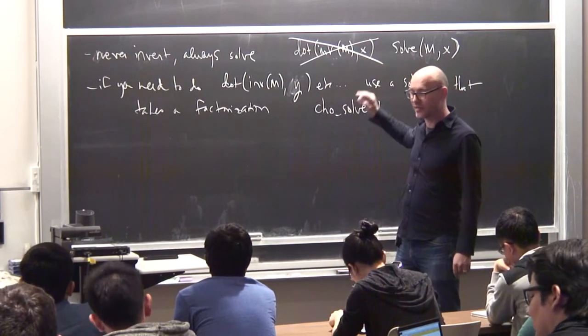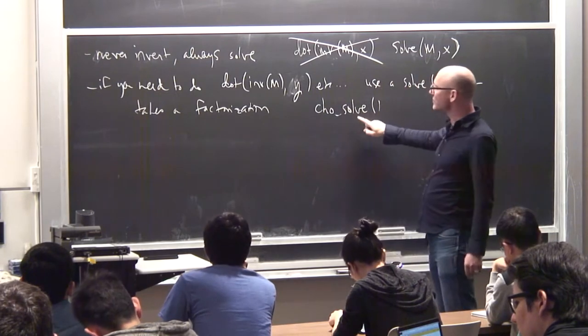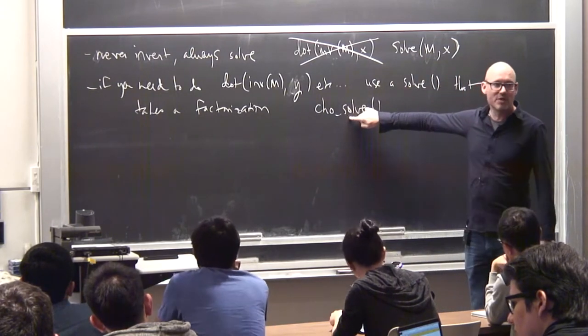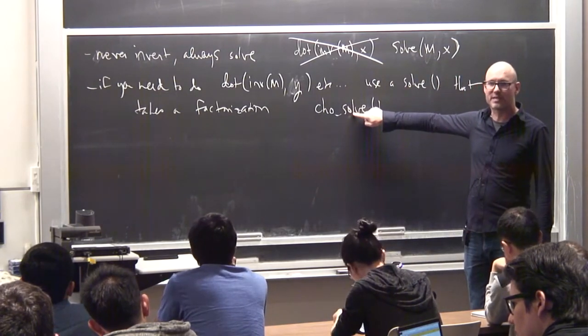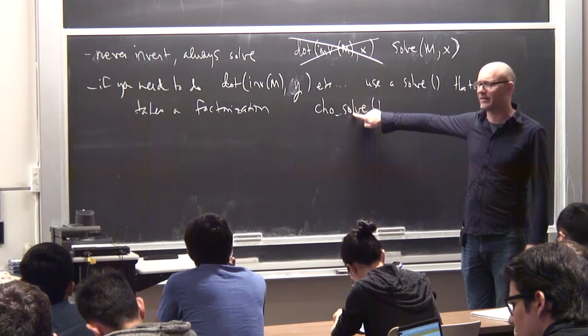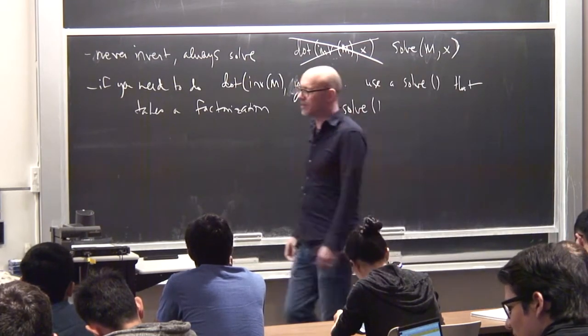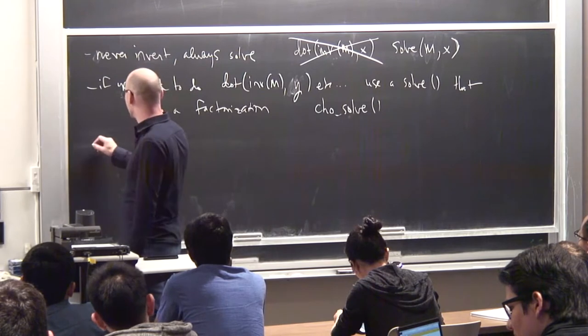So it's not going to cost you any time. This costs you a tiny bit of time. Using cho_solve instead of keeping the inverse costs you a little bit of time, but not very much. Not enough that it's worth wasting the numerical accuracy on it.